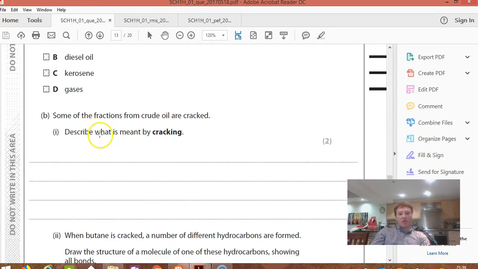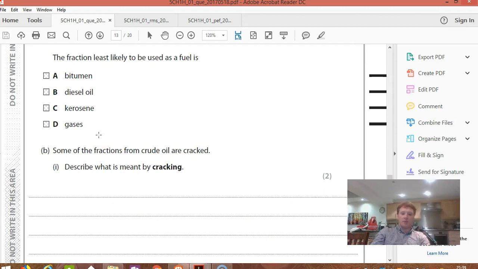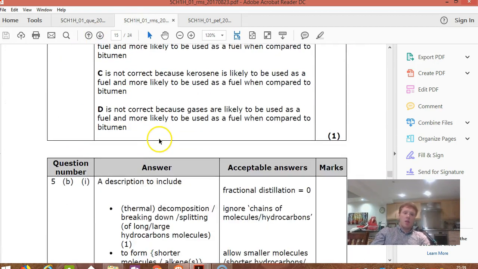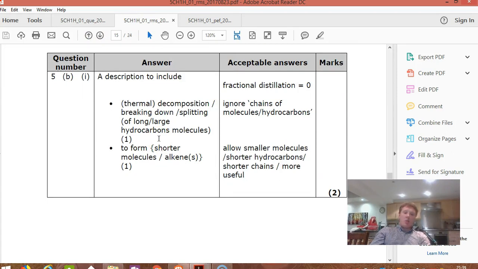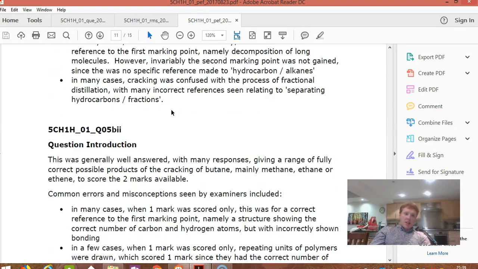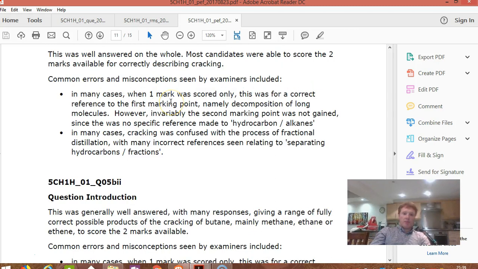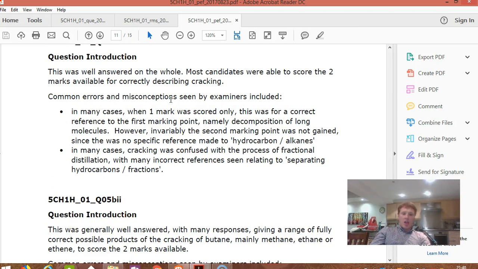Some of the fractions from crude oil are cracked. Describe what is meant by cracking. Off you go, 2 marks. Cracking is the thermal decomposition of large hydrocarbon molecules, that's 1 mark, to form shorter molecules or alkenes. What did you get? Well answered. Most candidates scored 2. In many cases, when 1 mark was scored, it was for the correct reference to the first marking point, namely decomposition. However, the second marking point was not gained because you didn't say short hydrocarbon or alkanes or alkenes.